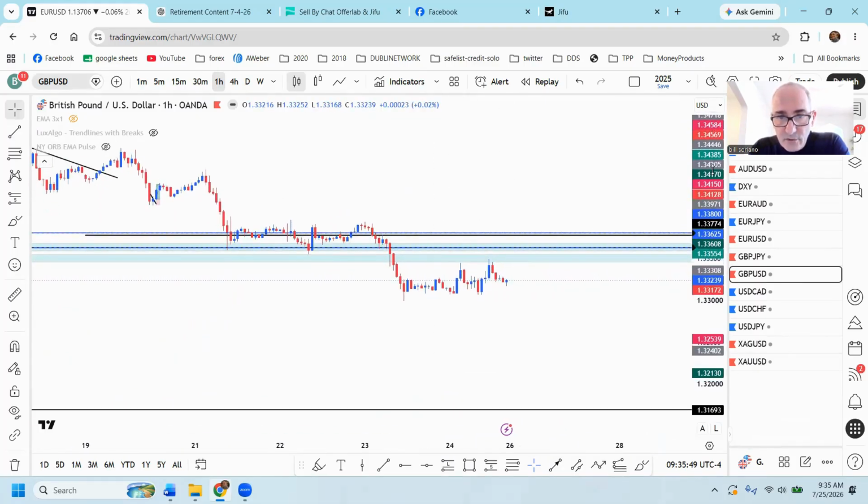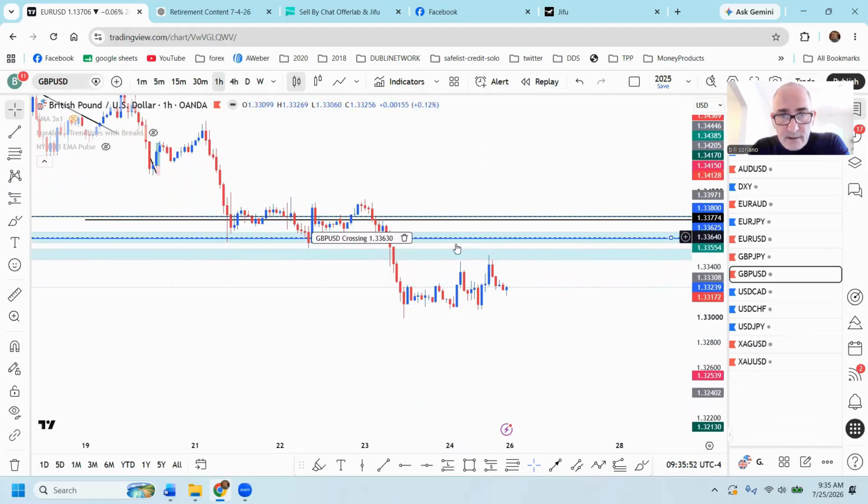We have this zone identified right here. And so we had a lower zone identified as well.